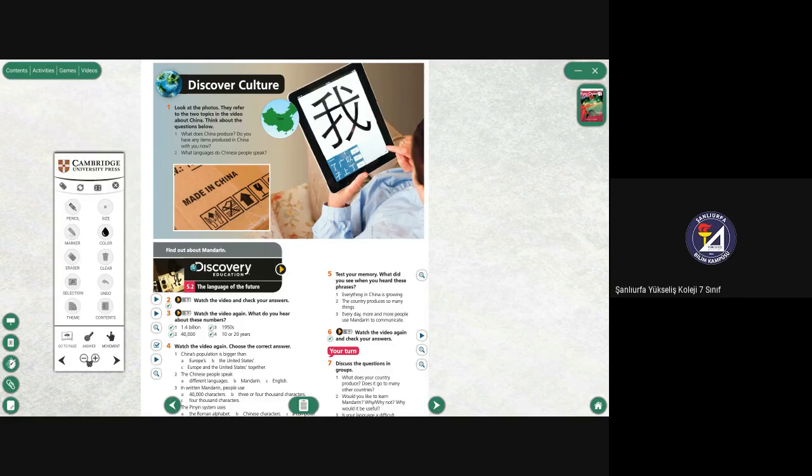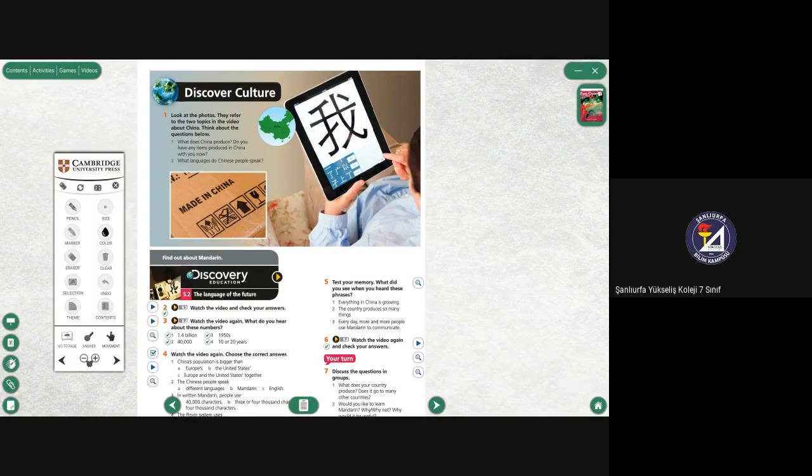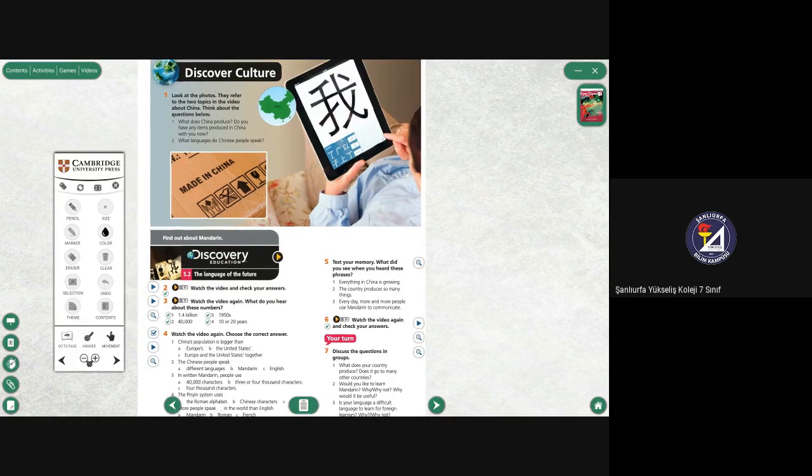Bugün 5. üniteden Discover Culture kısmını işleyeceğiz. Today we are going to talk about Discover Culture part in our 5th unit. Our topic for today is the language of the future. Bugünkü bu dersimizdeki konumuz the language of the future.